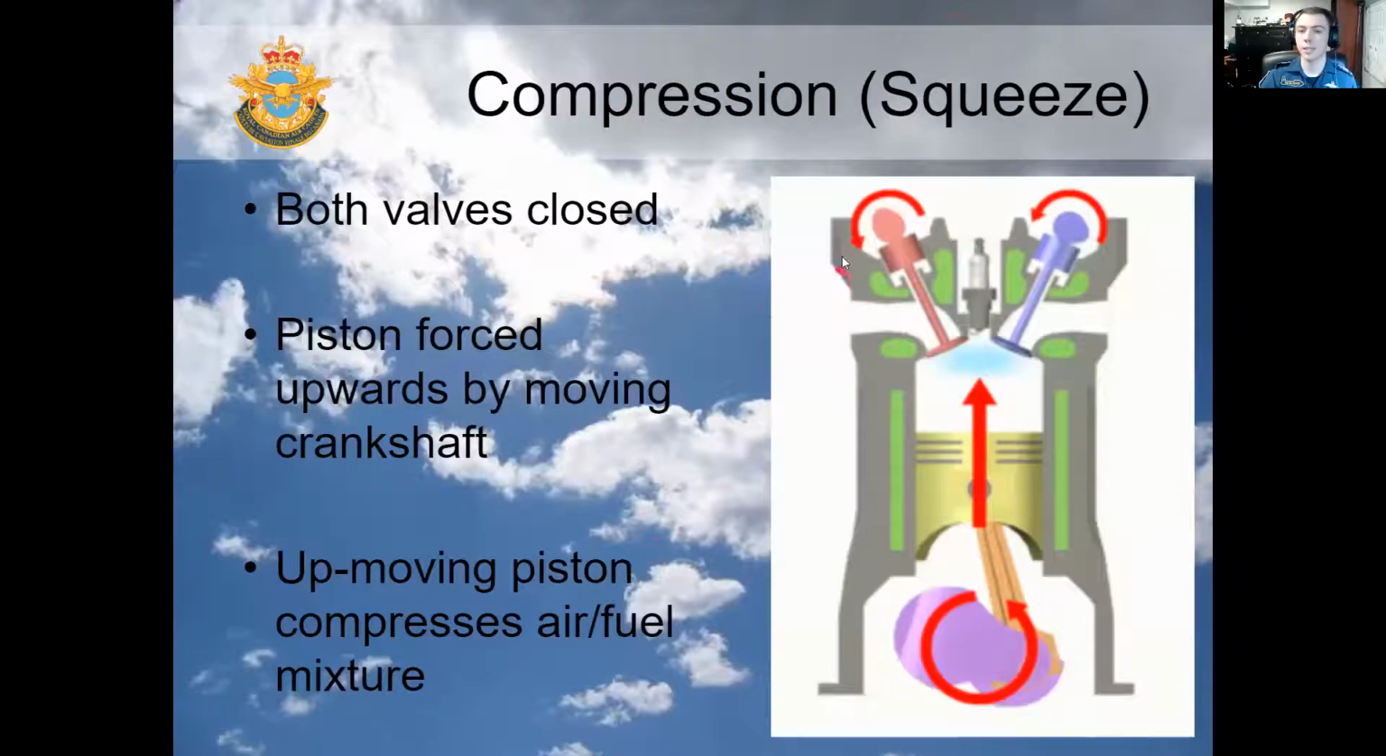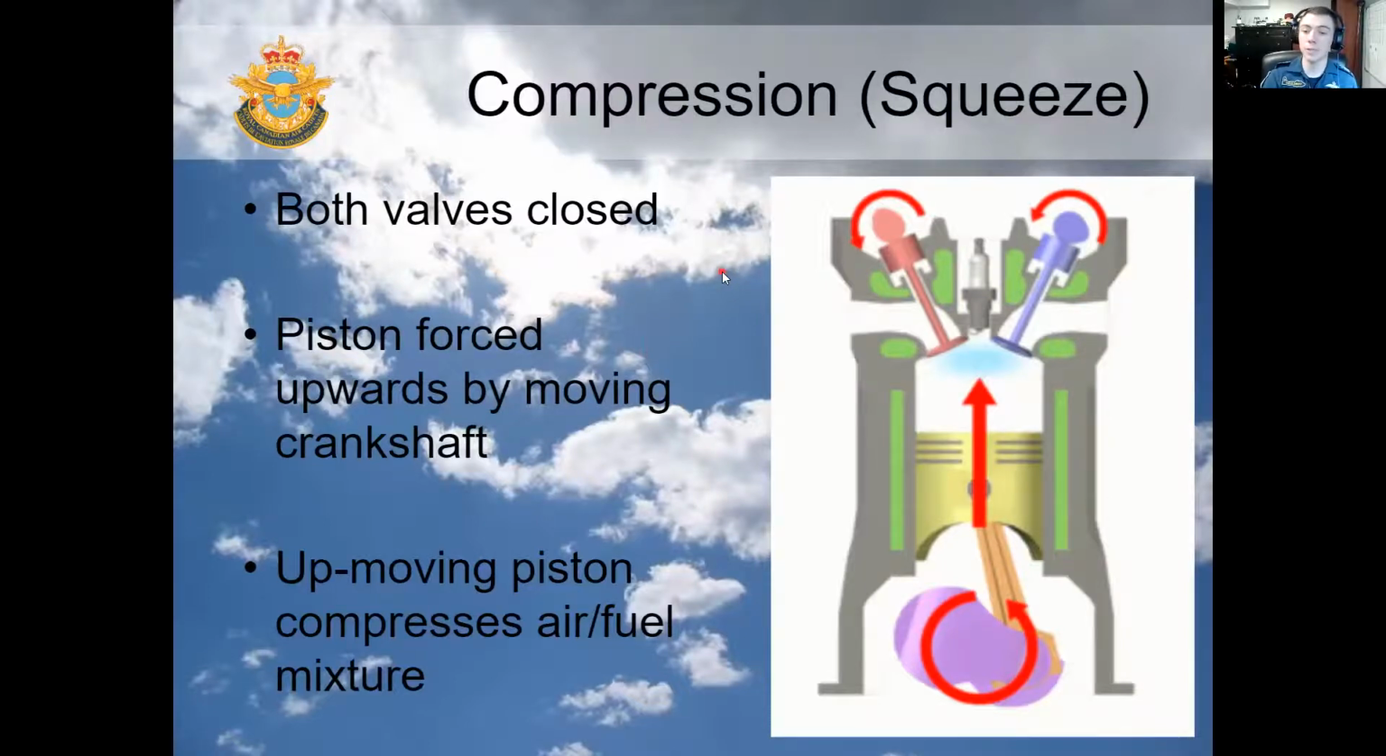Then we have our compression stage. This happens when both of the valves are closed and the piston is going to be forced upward through the inertia of the crankshaft. So the crankshaft wants to keep moving, which is obviously on our side. It's got that residual energy that helps carry it up through another cycle. It comes up and compresses all of this air.